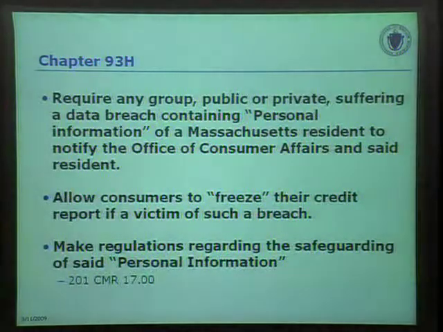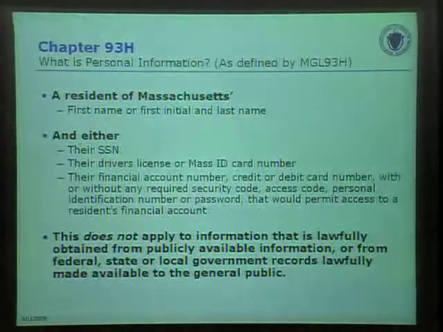Chapter 93H requires any group, public or private, suffering a data breach containing personal information of a Massachusetts resident to notify the Office of Consumer Affairs and said resident. The Office of Consumer Affairs is a state agency. I'm sure if you do business, you do know about it. They handle all kinds of interacting with consumers, complaints about your business or other businesses, and business regulations. The other two parts are it allows customers to freeze their credit reports if they're a victim of such a breach, and to make information safeguarding the personal information, which is 201 CMR 17.00.